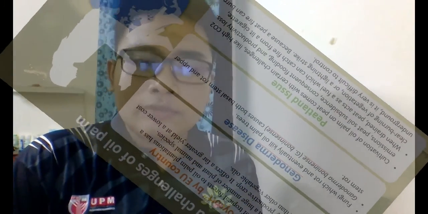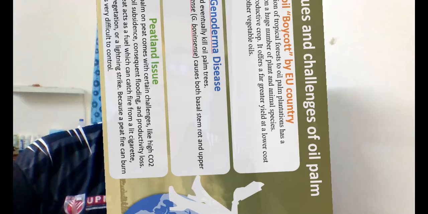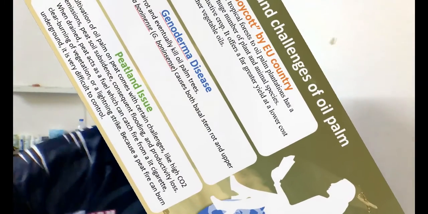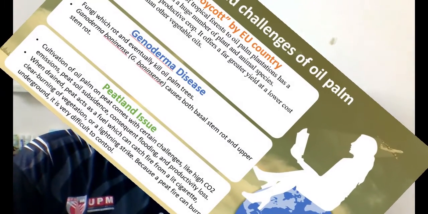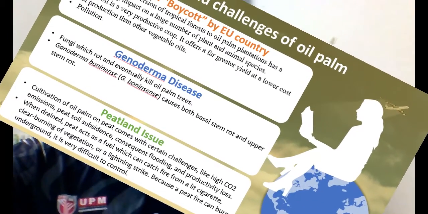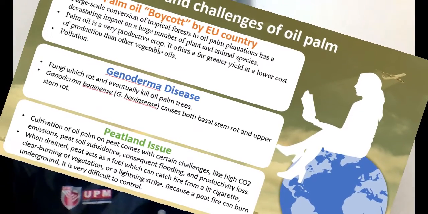This is because they claim that we have done huge deforestation just to plant oil palm, and the deforestation causes wildlife such as orangutans to be killed. So the population of orangutans has decreased every year. That's why European countries boycott our products that contain any oil palm, because they want to show that they want to protect wildlife.